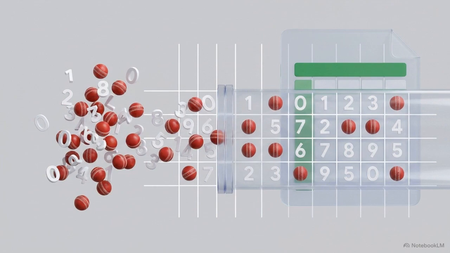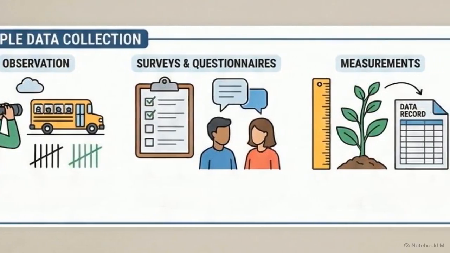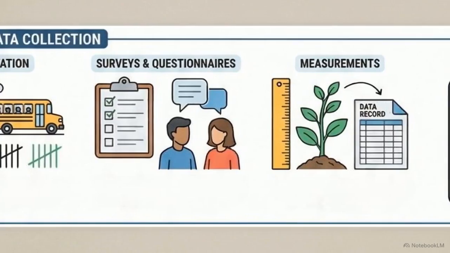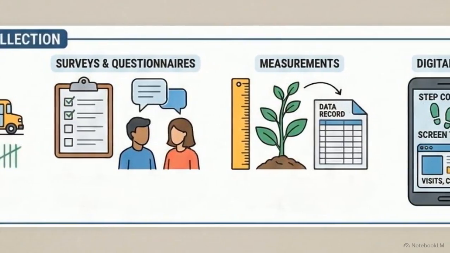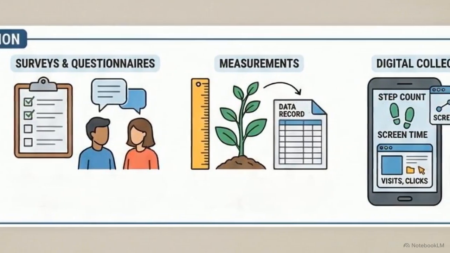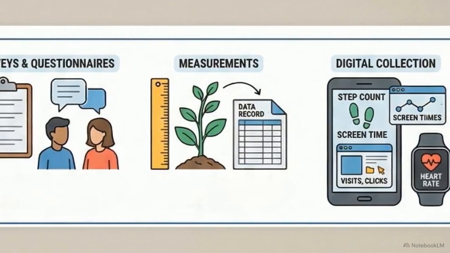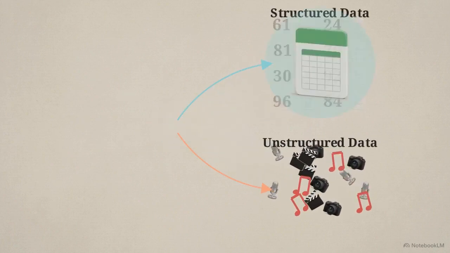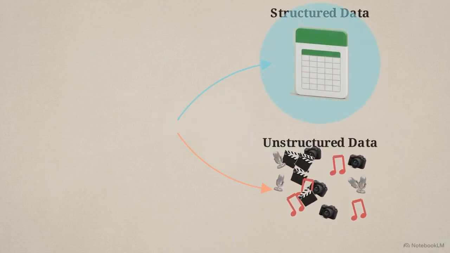during the match. This graphic shows the 4 primary methods we use to capture real-world data: direct observation, asking questions through surveys, recording physical measurements, and passive digital tracking. The moment that information is collected, it splits into 2 categories. That division dictates exactly how computers can process it.